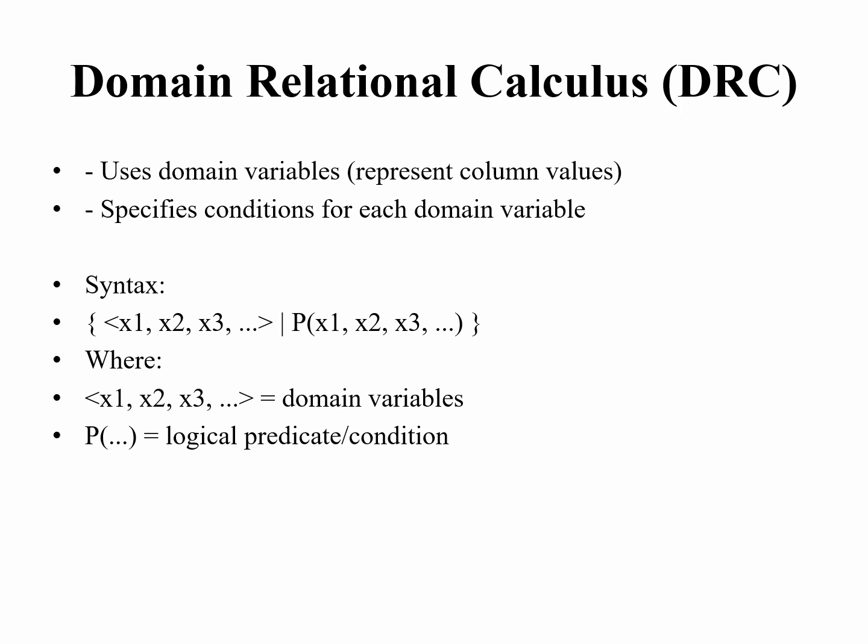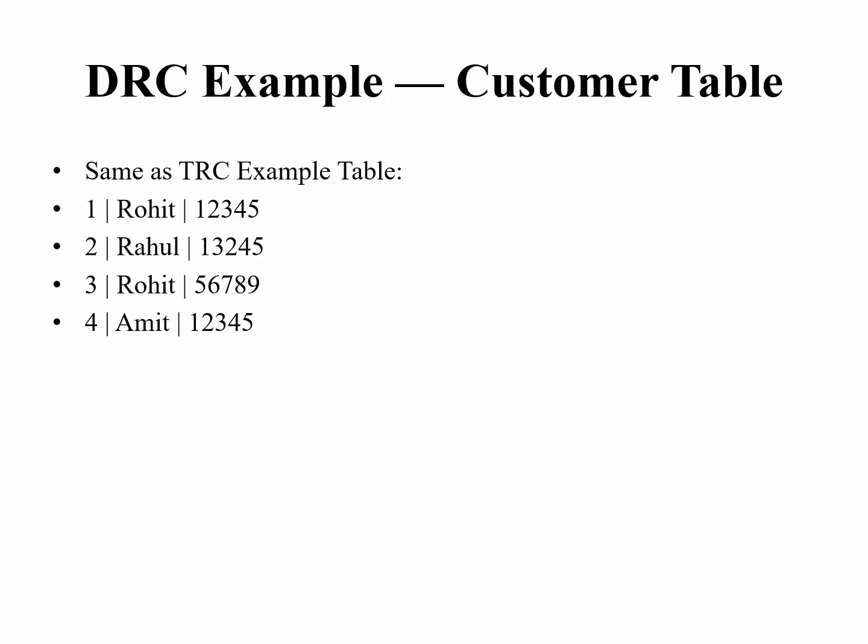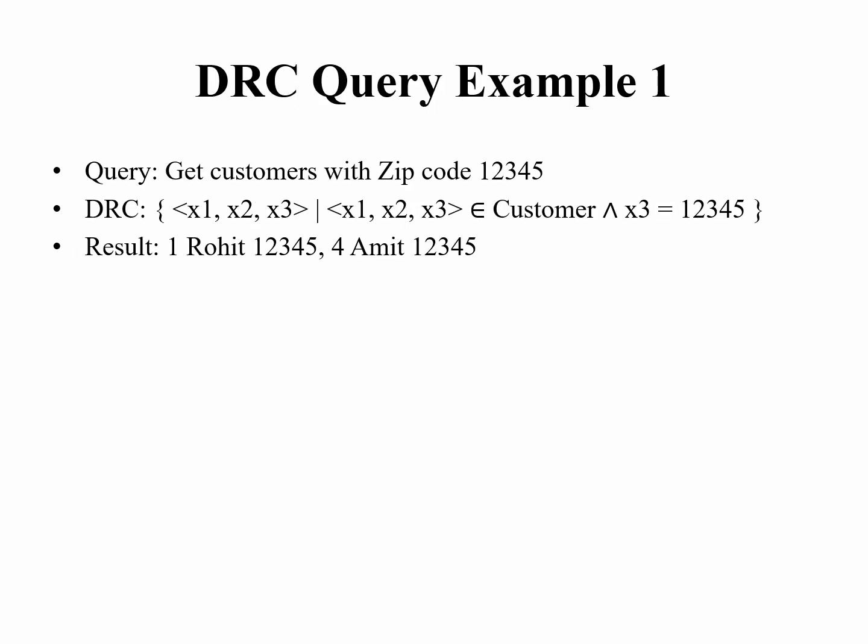In domain relational calculus, instead of tuple variables, we use domain variables that represent column values. The syntax is given, where x1, x2, x3 are domain variables and P is a logical predicate. Again, let's take the same customer table for this example. To get customers with zip code 12345, the DRC query would be given and the result is the same as before: 1 Rohit 12345 and 4 Amit 12345.